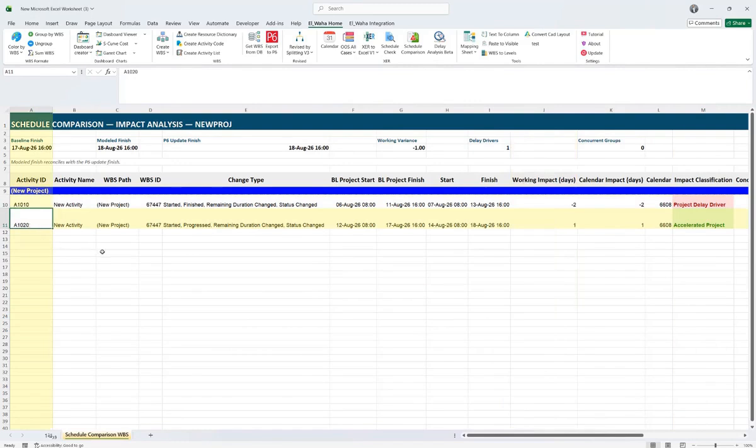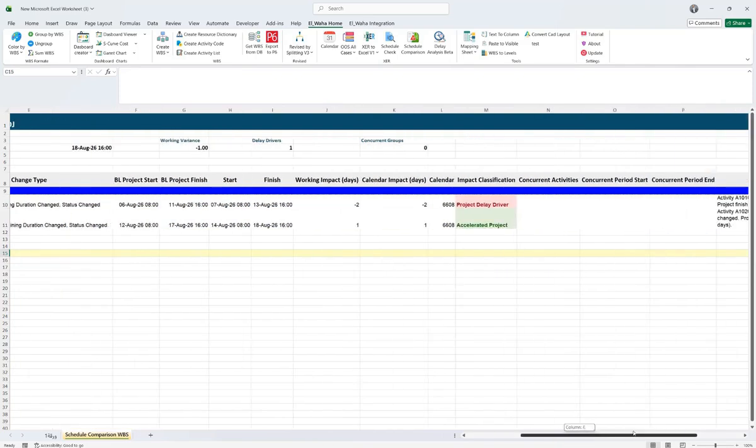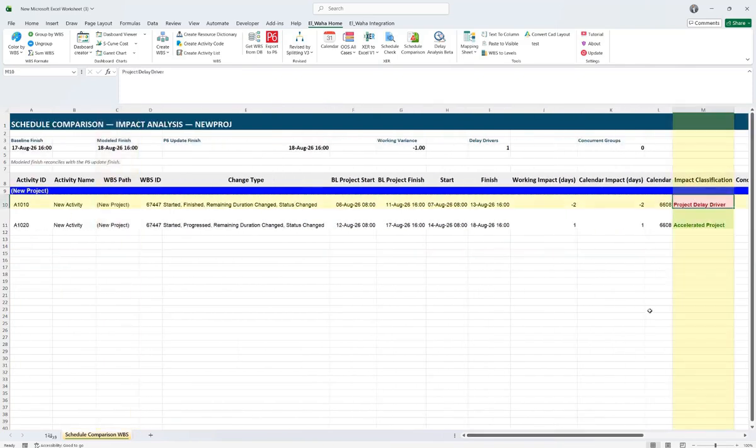Imagine if you have a large network and you were able to produce an analysis like this. What are the activities that were delayed? And what are the activities that were accelerated? And what are the activities that slipped in your project? Of course, it's a very important tool. I hope you try it.